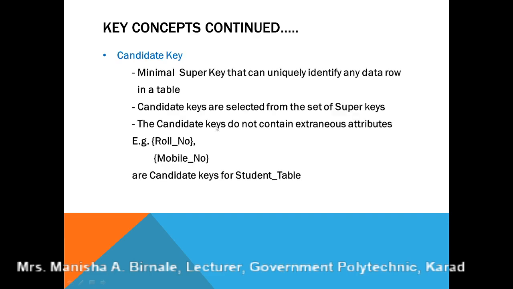So candidate keys are selected from super keys. For the student table, there are two candidate keys: roll number and mobile number. These are selected from super keys and they do not contain any extraneous attribute. Here only one attribute is present, roll number, and it is sufficient for identifying each record uniquely. Mobile number can also identify each record uniquely. So these are the two candidate keys of the student table.